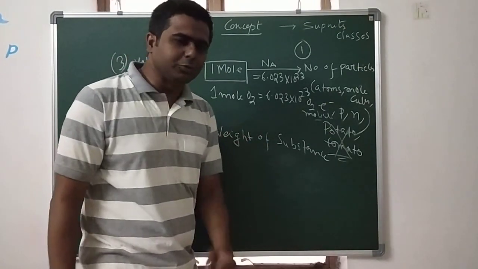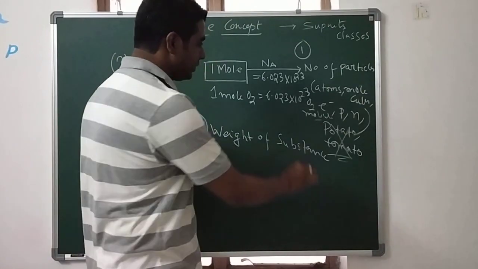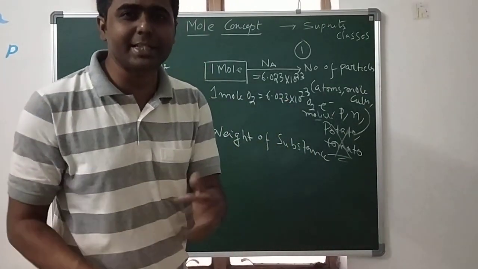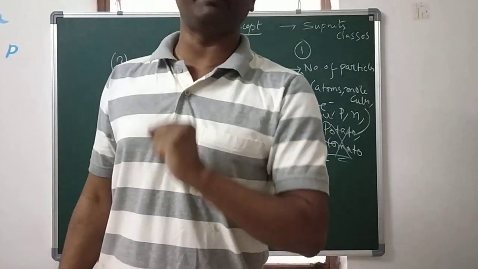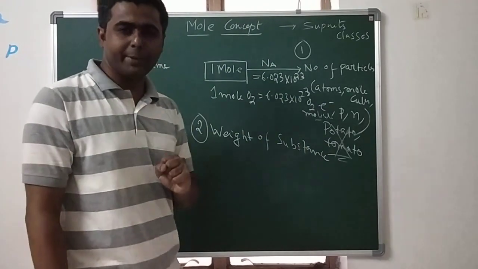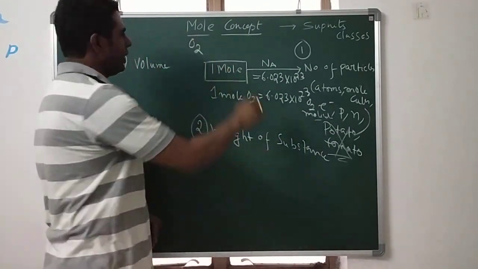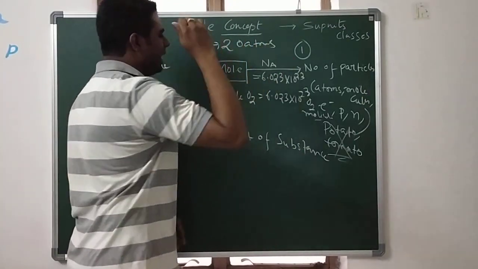Now suppose somebody asks you, 1 mole of oxygen, how many atoms? First you have calculated how many molecules there are. Now it is crystal easy to calculate the number of atoms. In 1 molecule of oxygen, how many atoms are there? Remember, 1 molecule of oxygen means O2, means 2 O. So the number of atoms is 2 oxygen atoms.